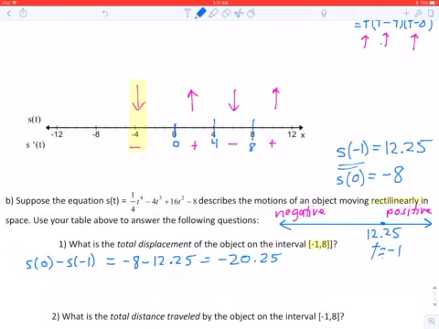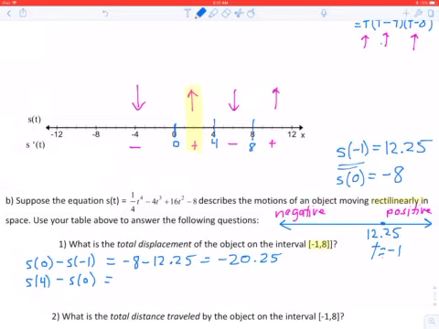Okay, so we go backwards 20.25. Well, what happens now? Now the particle is going to move forward, right here. From t equals 0 to t equals 4, it's going to move forward. Now remember, at t equals 0, the position S is -8. We now need to know what the position at t equals 4 is.